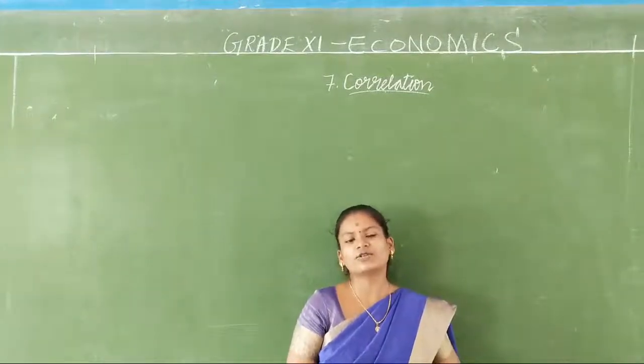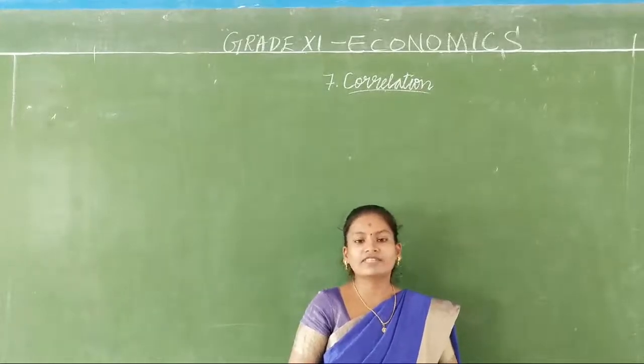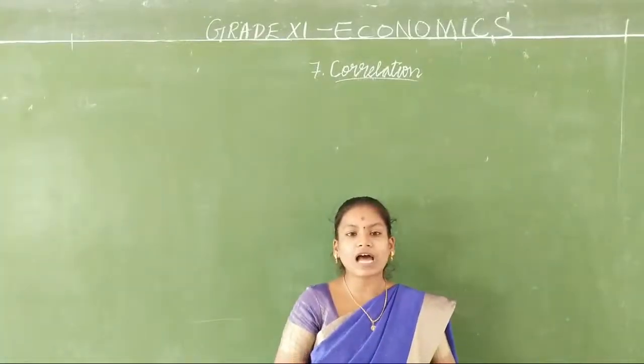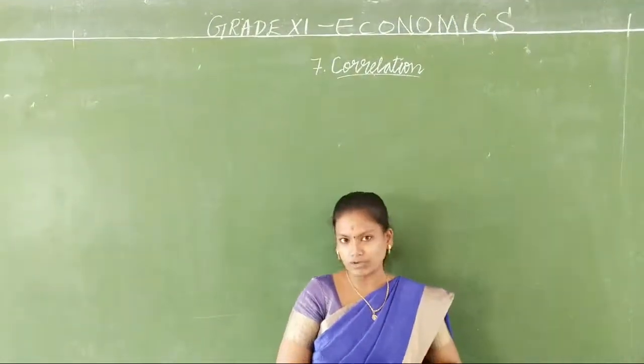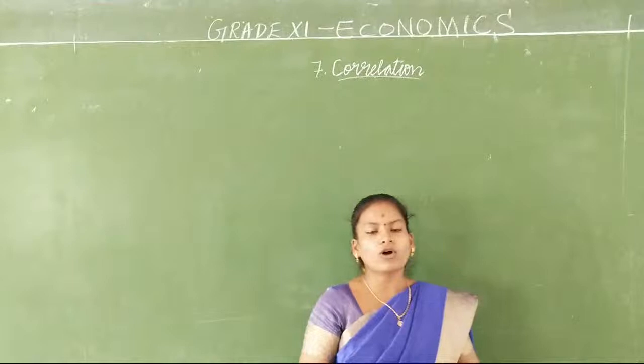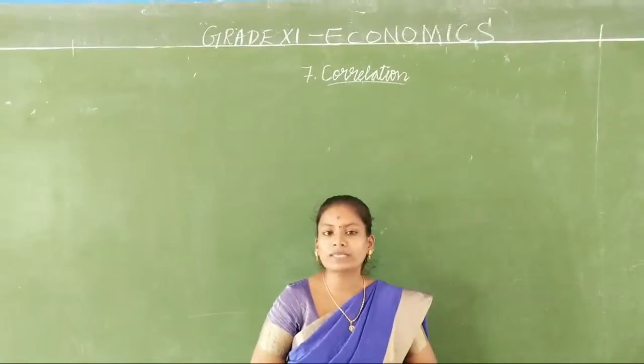In the previous video session, we have completed our chapter 6, which was measures of dispersion, and we are going to start our chapter 7, which is correlation in this video session. Let us quickly recall whatever we have done so far in statistics for economics.